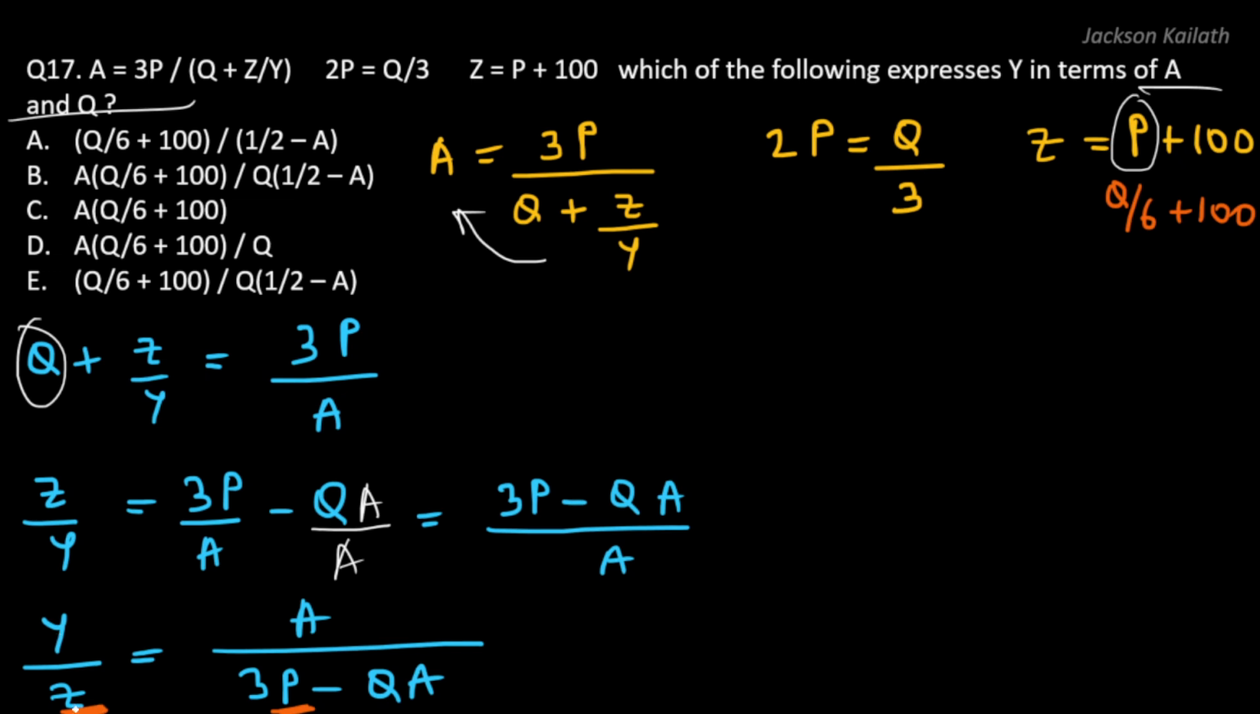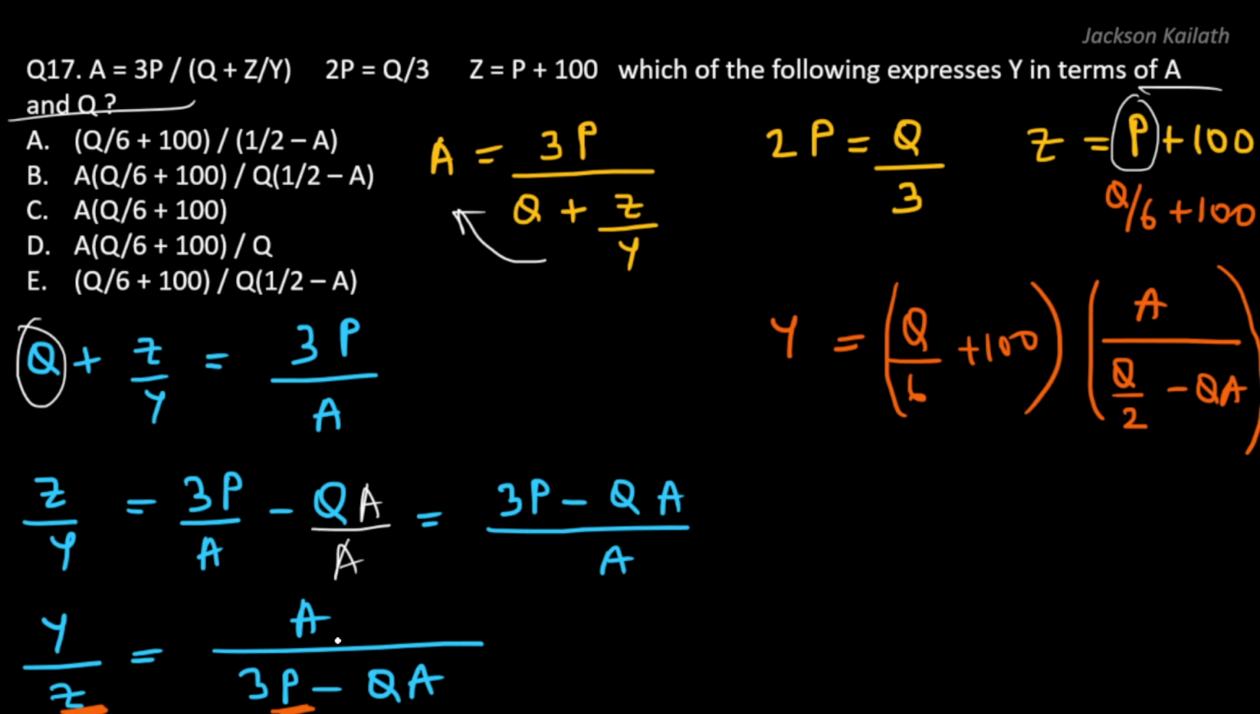Okay. So y is equal to z into a by (3p minus qa). So let's write that over here. Instead of z, I will write (q by 6 plus 100), okay, into a divided by 3p. 3p would be q by 2, right? 2p is equal to q by 3. So if I take this 3 over here and 2, if I take this 2 down, I get q by 2, right? So 3p is equal to q by 2. That's this over here minus qa. This is my answer, (q by 6 plus 100) into a by q, right?